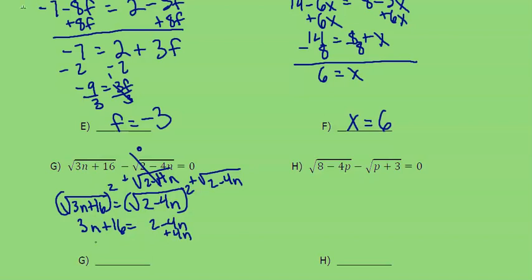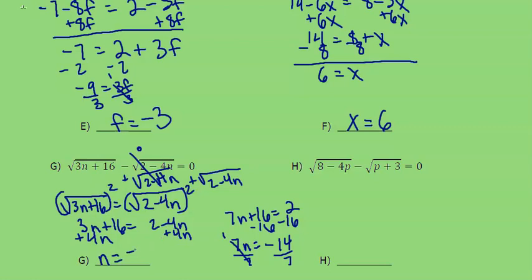Add 4n to each side. So then we have 7n plus 16 equals 2. Subtract 16 from each side, and then we have 7n equals negative 14. Divide each side by 7, gives you 1n, and then you have your solution. N equals negative 2.